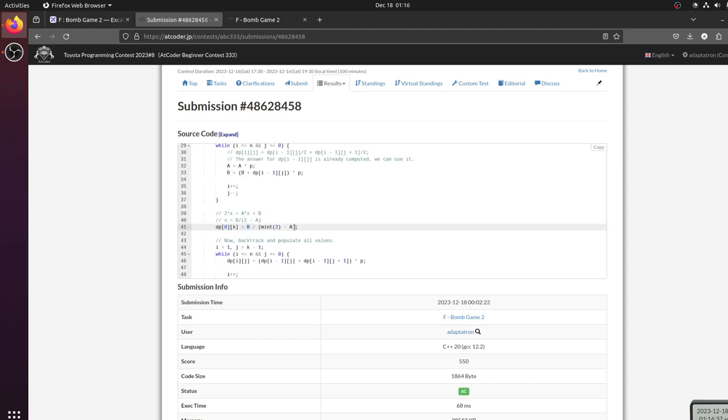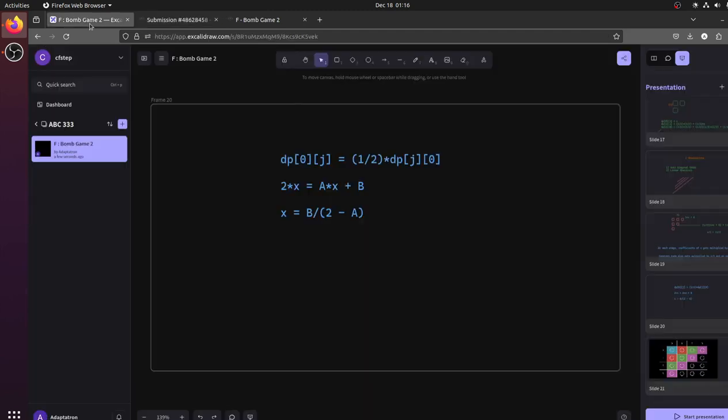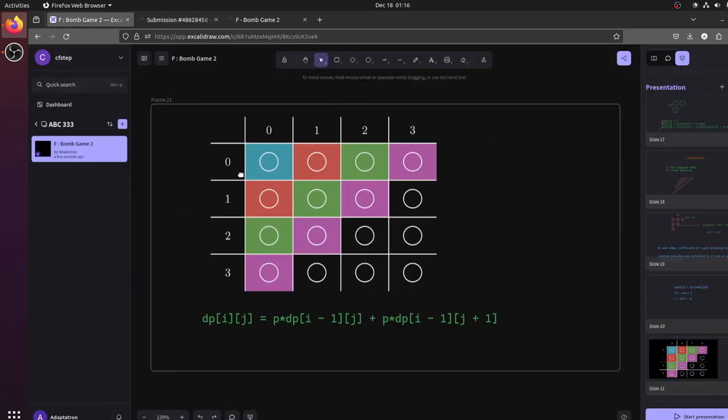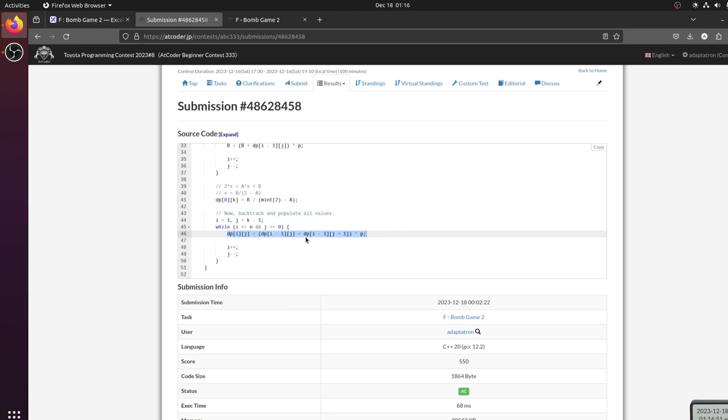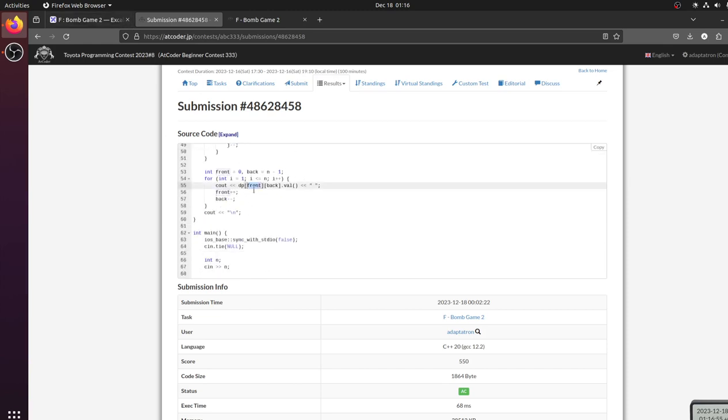So we apply this formula over here, and then we backtrack on that diagonal, and then we populate all of these values. Once that is populated, we will make sure that this anti-diagonal is populated, and then we can move on to the next anti-diagonal. And at the end we print dp[i-1][n-i].